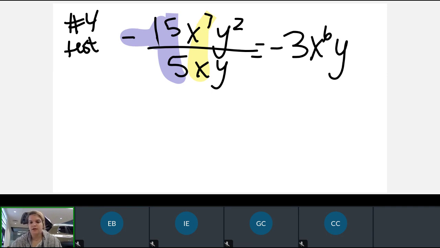Yes, Caitlin, that looks right. A quick question on the problem that you just did. Why is there no exponent for y? There is an exponent for y. It's just a 1. So 2 minus 1 would be 1. You can write it, but you won't ever see it written on an answer choice.